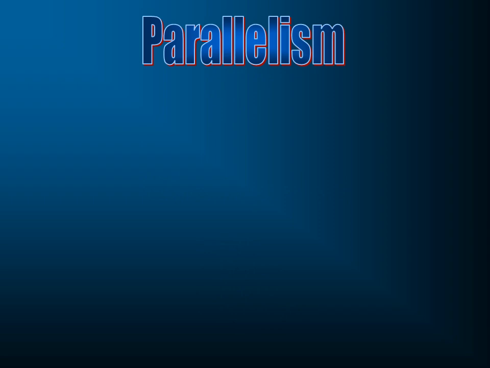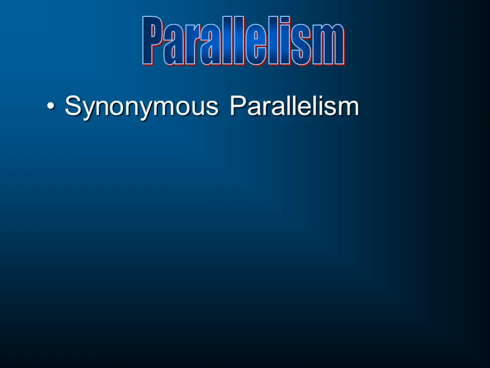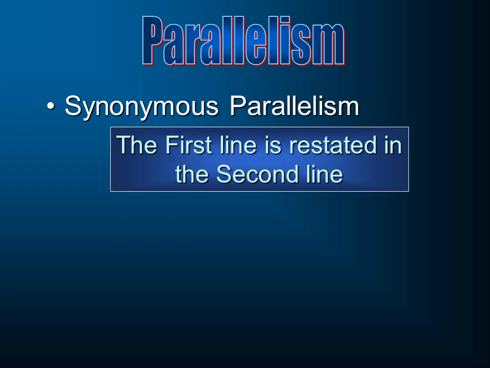So this parallelism is where you say it and then you say it again, but the second time you say it is a little bit different. The first type there is synonymous parallelism. A synonym is a word that is like something else. So you say it in the first line, and then the first line is restated, but with different words in the second line. Let's look at some examples.